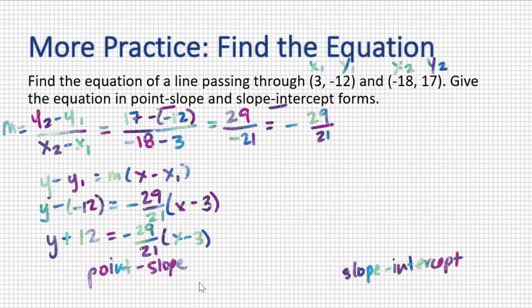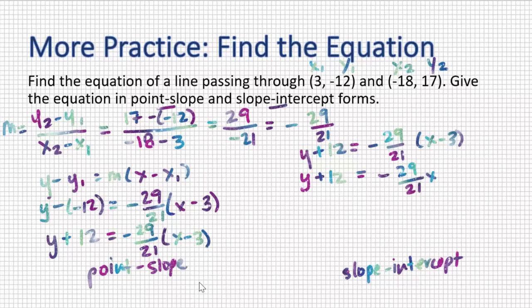So we're going to start with the equation in point slope form. So we have y plus 12 is equal to negative 29 over 21 times x minus 3. We'll simply rearrange that equation, solving for y. All right, so once again, the first thing I'll do is use distributive property to open the bracket. So we have y plus 12 is equal to negative 29 over 21 times x, and then negative 29 over 21 times negative 3.